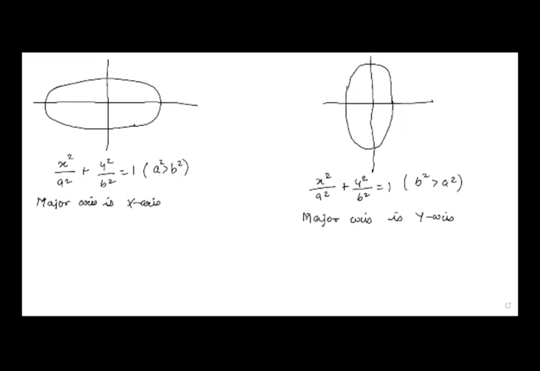So if you are interested in finding the eccentricity, then you can apply the formula: b squared is equal to a squared (1 minus e squared). Here the eccentricity is less than 1. And if the major axis is along the y-axis, then you can apply the formula: a squared is equal to b squared (1 minus e squared). Right.